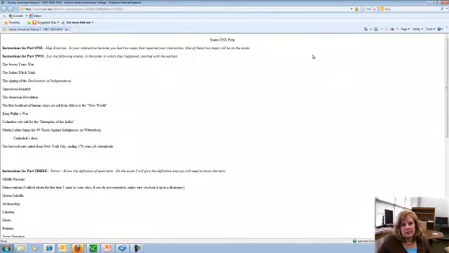Number one, the instructions for part 1. I did not give you a map component this time, so please just ignore instructions for part 1. But parts 2, 3, 4, and 5 are very, very important. This exam prep is the answers to all of the questions on the exam. You just don't know how I'm going to ask those questions.